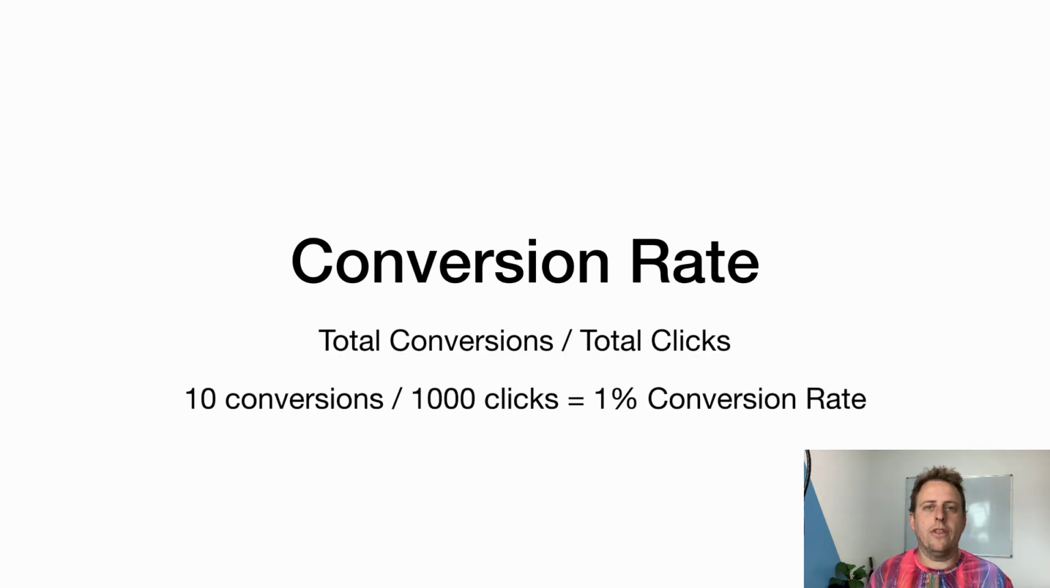So conversion rate, as an equation, is your total number of conversions over a given period of time divided by the total number of clicks it took to generate those conversions. So if you've got 10 conversions from 1,000 clicks, you've got a 1% conversion rate.